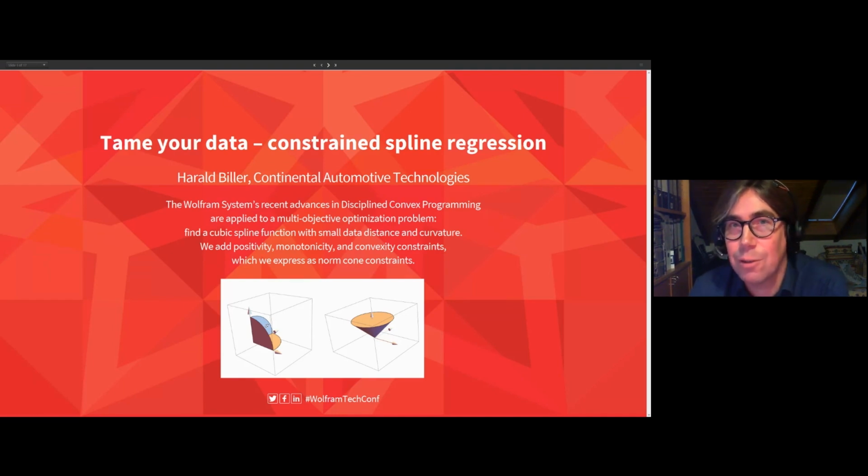And the main point of this talk is the bottom line of the abstract. These constraints turn out to be standard cone constraints. And so Mathematica's framework in disciplined convex optimization solves this problem.